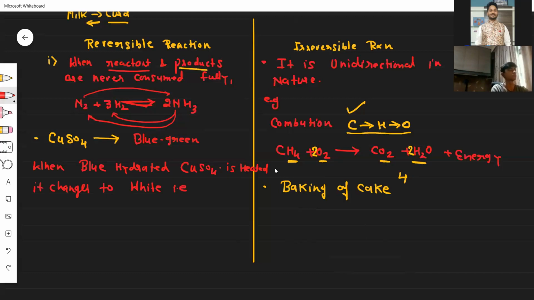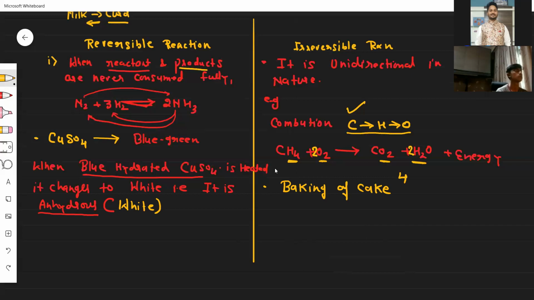That is, it is anhydrous. What is the meaning of anhydrous? It is moisture free; there is no more moisture. So when you heat the hydrated copper sulfate, the water present in that salt gets vaporized, and it becomes anhydrous. The anhydrous has a different color and the hydrated has a different color. The anhydrous has a white color, and the hydrated had a blue color.